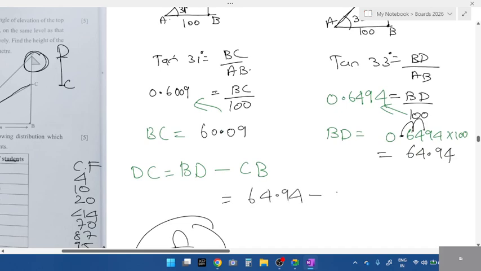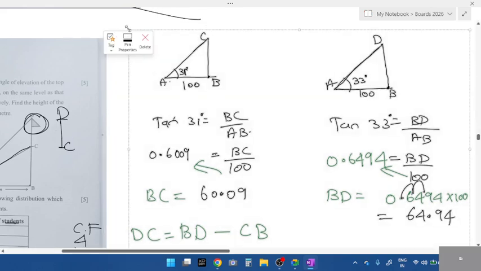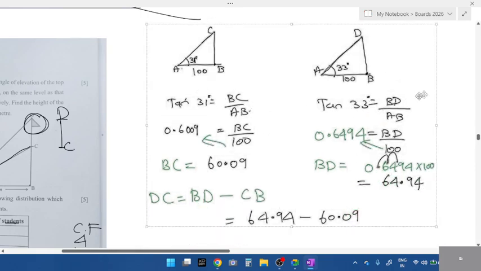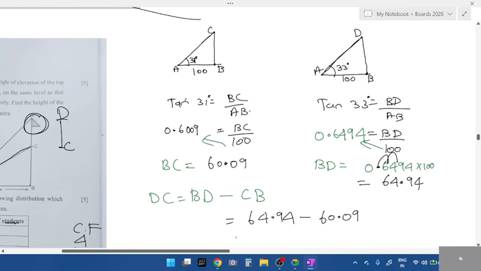64.94 minus 60.09, right? Okay. No, you should be aware when you're doing some writing, students. It's in 60s and you're getting an answer in thousands. Make a note of this. The simple question, it's in meters, students. Meters.